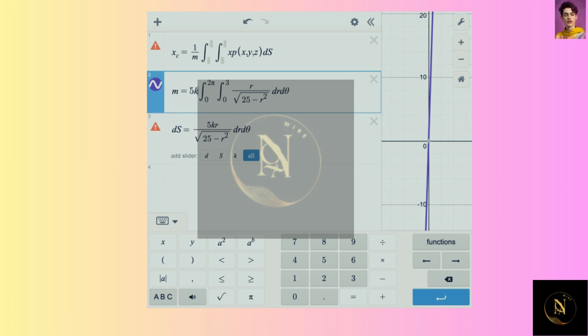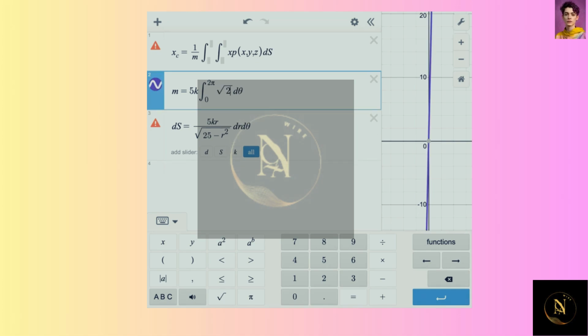And then what we'll end up getting, since this right here will give us the square root of 25 minus the square root of 16, that's going to be the same thing as 5 minus 4, which is just 1. So then we end up getting 10. The mass is going to be 10 pi k.